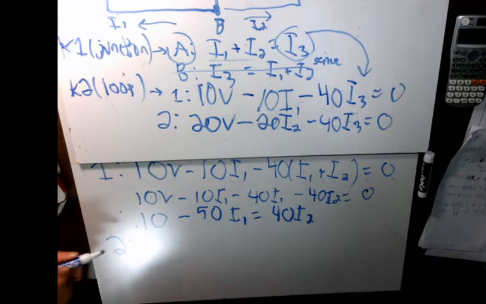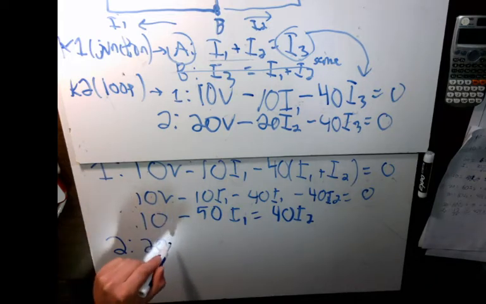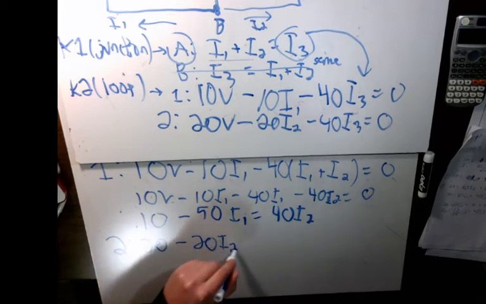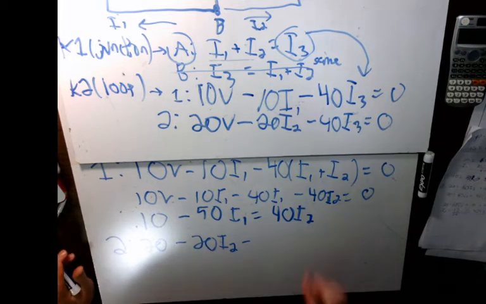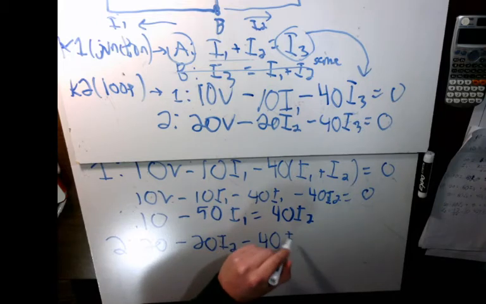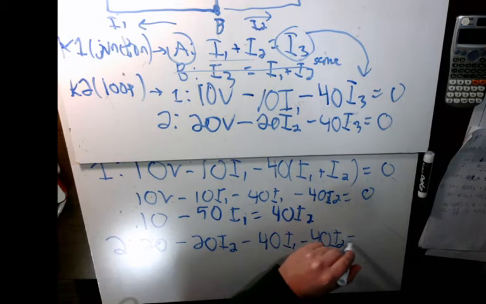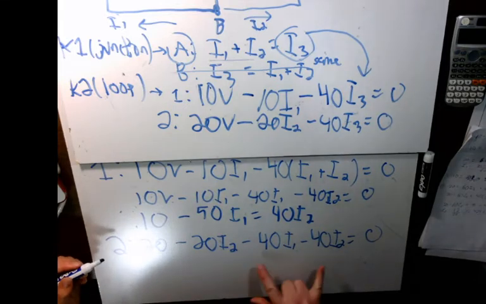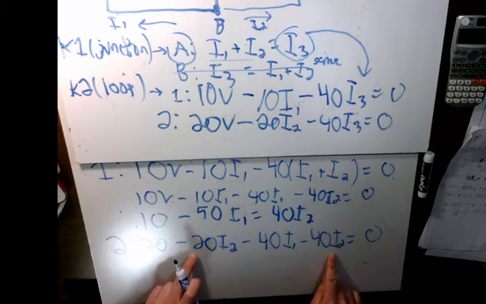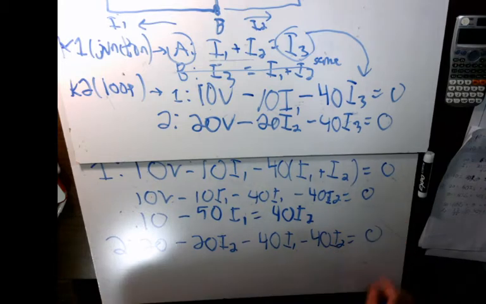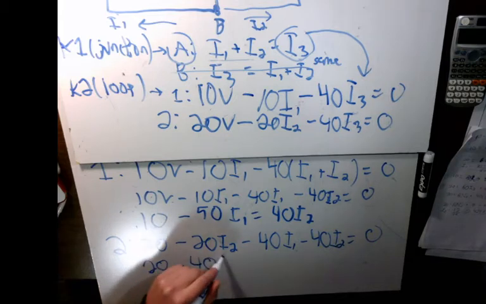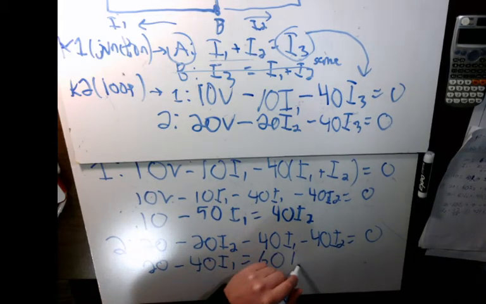So again, just rewriting it and substituting out our I3, 20 minus 20I2 minus, and I'll skip this intermediate step and go right to minus 40I1 minus 40I2 is equal to 0. Now I can combine like terms and bring I2 to the other side again. When I combine that, it's negative 60, so I'll bring it over as a positive 60. 20 minus 40I1 is equal to 60I2.